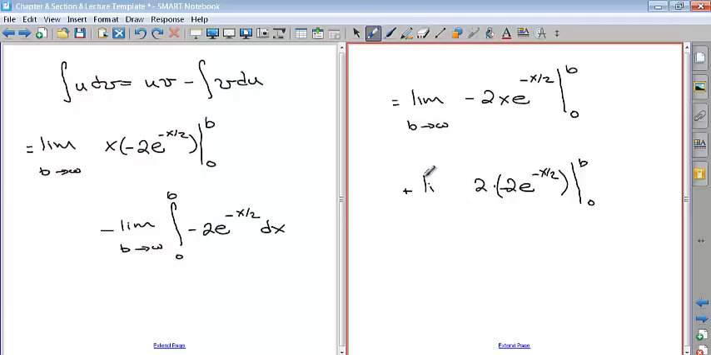Plus the limit as b goes to infinity. And finally, we'll plug in the limits. So we get the limit as b goes to infinity of negative 2. And so we have x. So the upper limit is going to be b e to the minus b divided by 2.